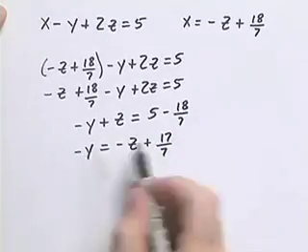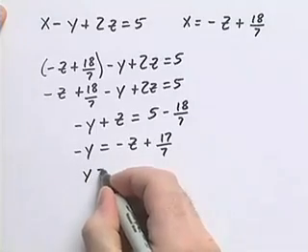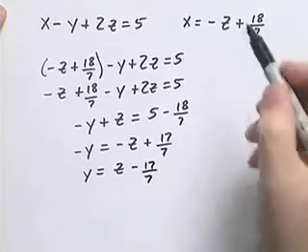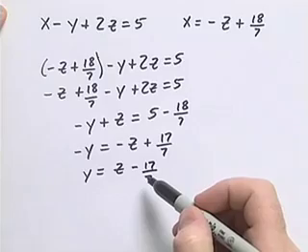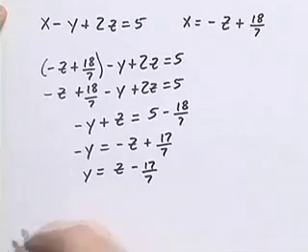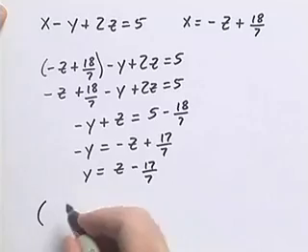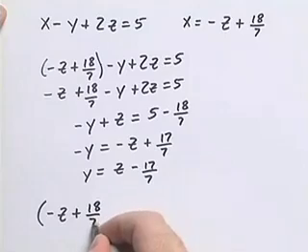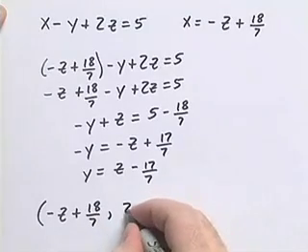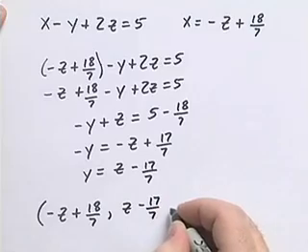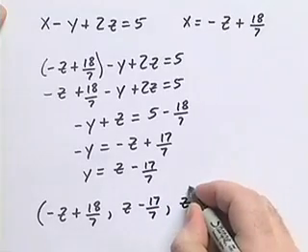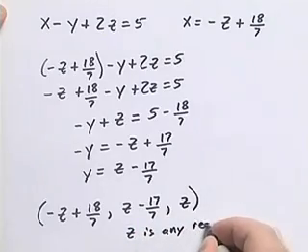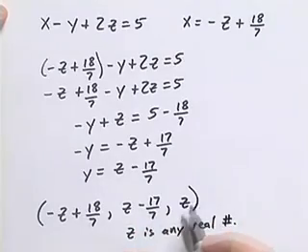And we need to get rid of this negative, so we'll multiply both sides by negative 1. So y is equal to z minus 17 over 7. So now that we've expressed x in terms of z and y in terms of z, we can write a general ordered triple as our solution. X is negative z plus 18 over 7. Y is z minus 17 over 7. And then z is just z. We'll say z is any real number. And we have our ordered triple solution.